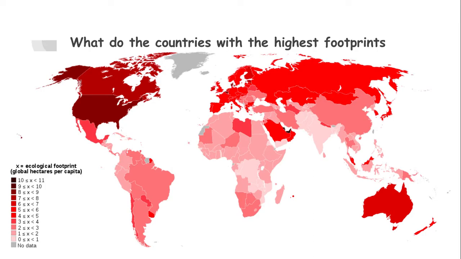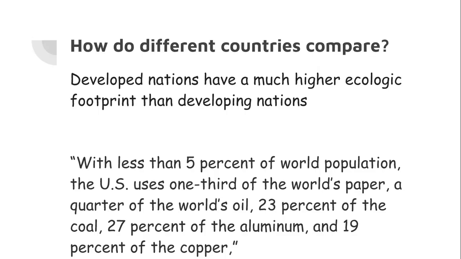Hopefully what you're able to see is that all of those are developed nations. They are relatively wealthy, with high GDPs, and very industrialized. These nations typically have higher ecological footprints. And now that begs the question, well, why?